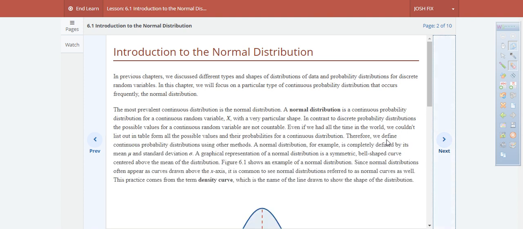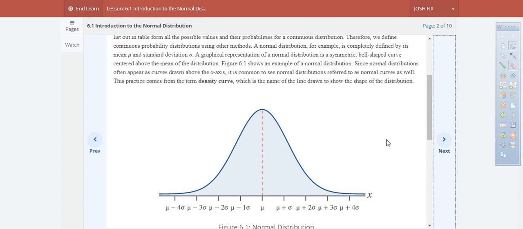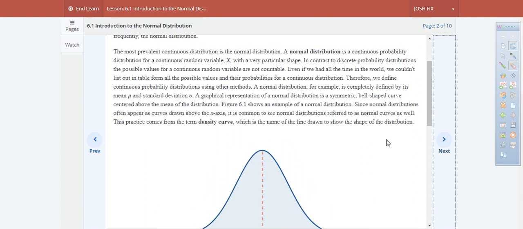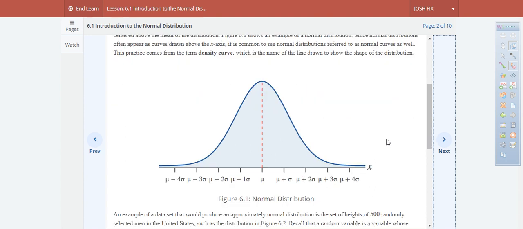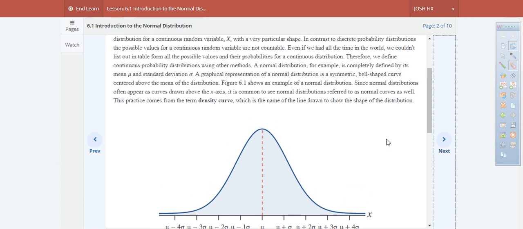All right, so I want you to hear this conversation about normal distribution and what it is. A normal distribution, let's just read it directly. The most prevalent continuous distribution is the normal distribution. A normal distribution is a continuous probability distribution for a continuous random variable x that gives you this particular shape, and this particular shape is considered the bell curve or the normal distribution. But bell curve is probably what you've heard.